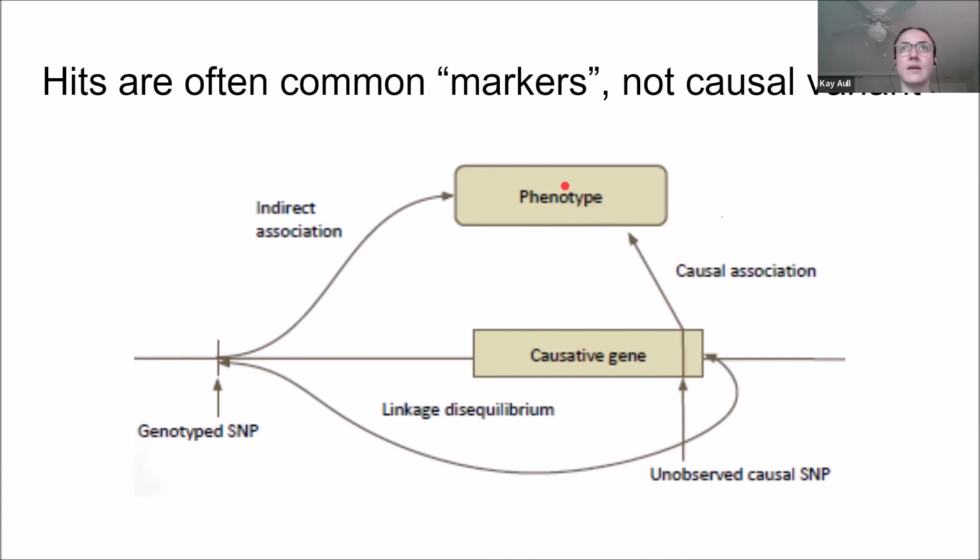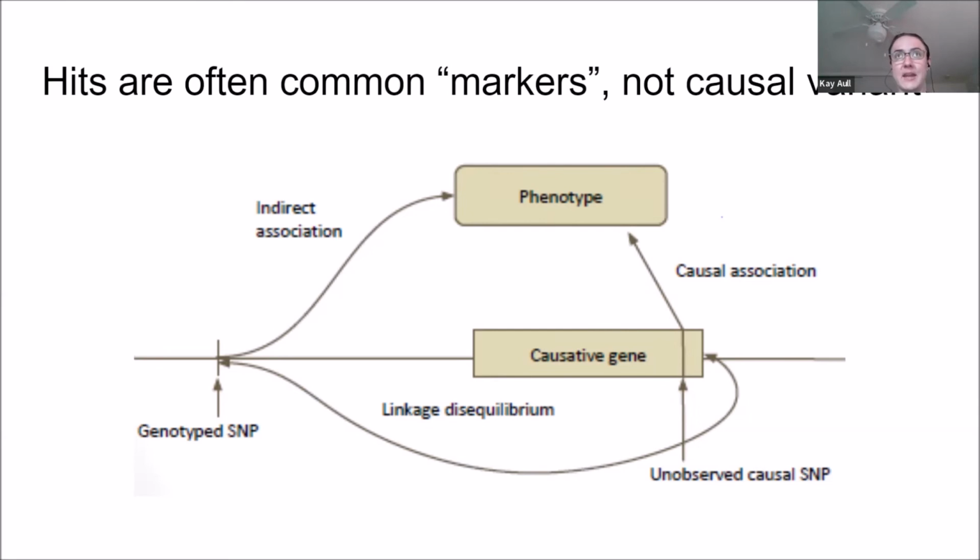I had a question about this. So if this is in linkage disequilibrium, would the causative gene itself not show up on the GWAS? Aren't they inherited together? So if the causative SNP is being genotyped, then yeah, it'll probably show up. It'll in fact be the strongest hit.